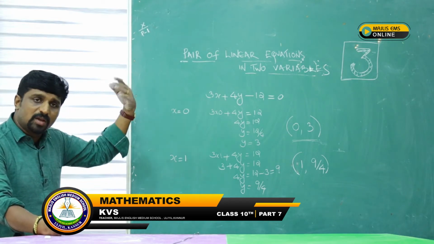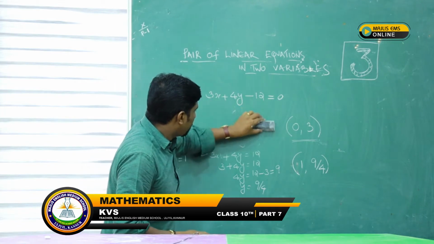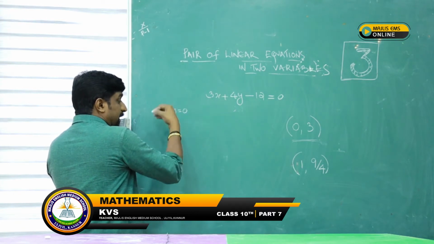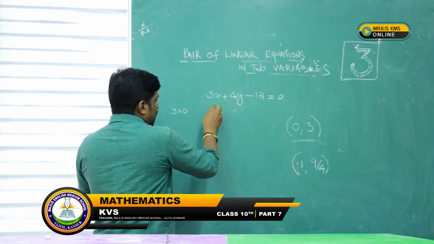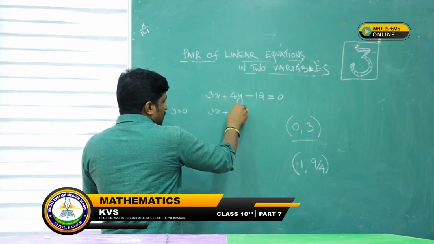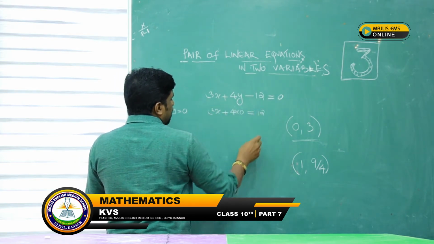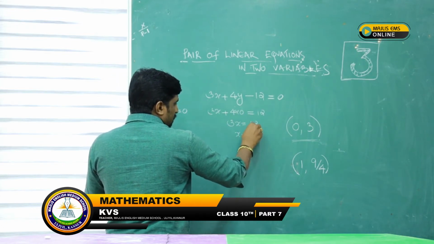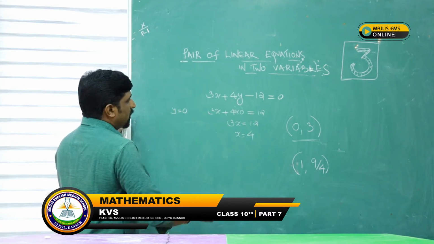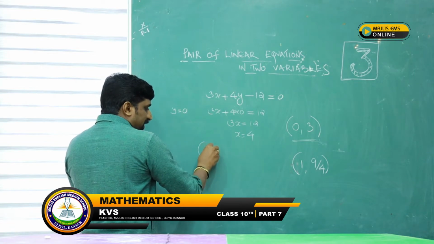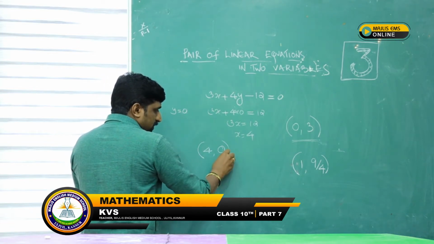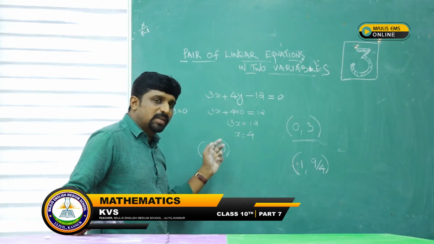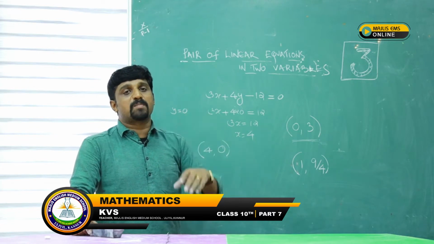Not always x, we can also substitute y. Suppose we start with y equal to 0; we can take any value for x and y, no problem. Then the equation becomes 3x plus 4 into 0 equal to 12, that is 3x equal to 12, so x is equal to 4. We write the solution as x value first, then y value, therefore 4, 0. In the same equation, first solution, second solution, third solution, like that we can find infinite number of solutions.